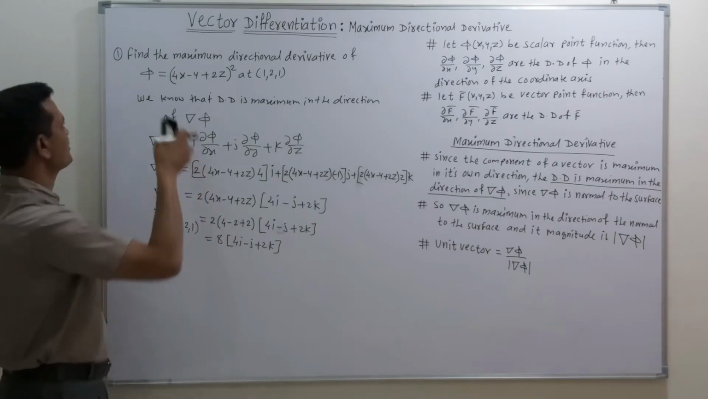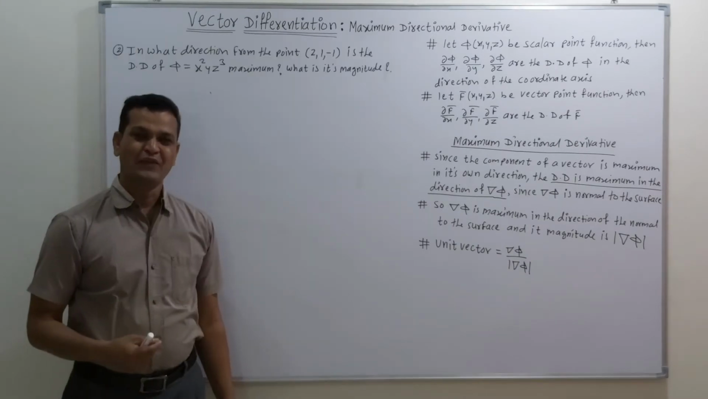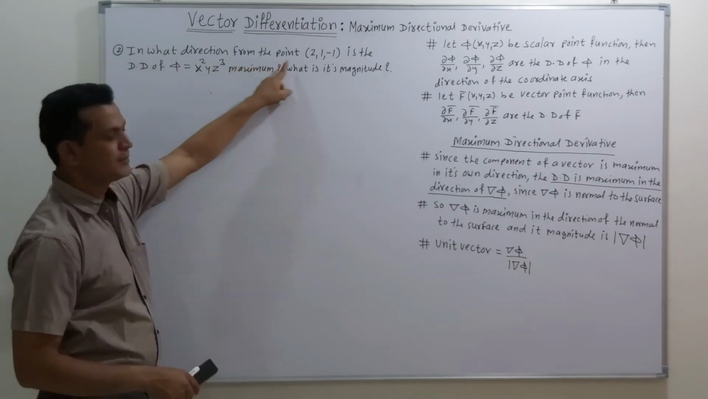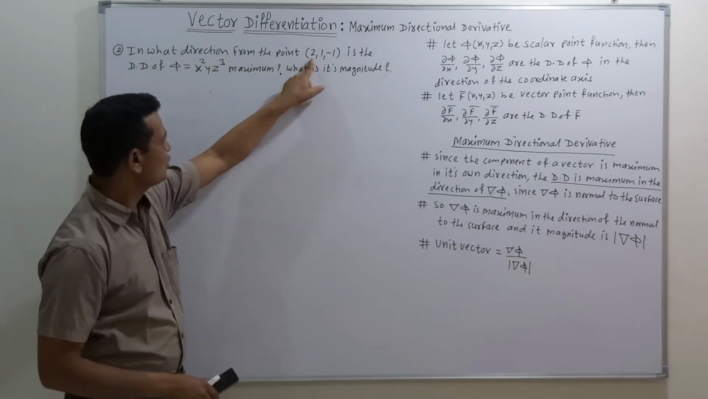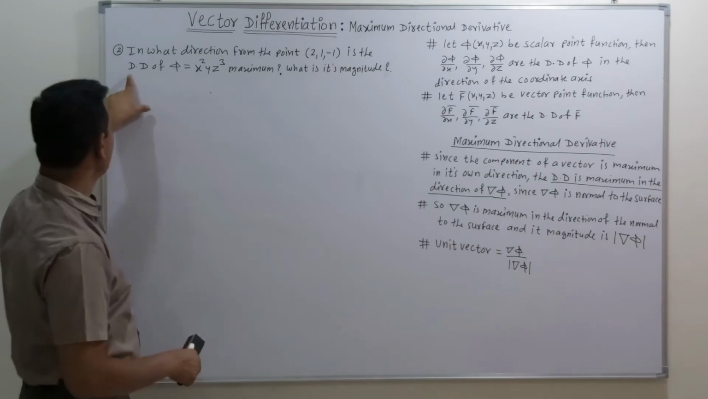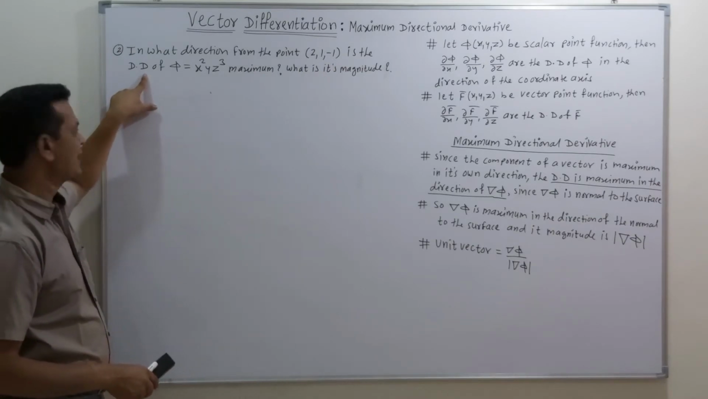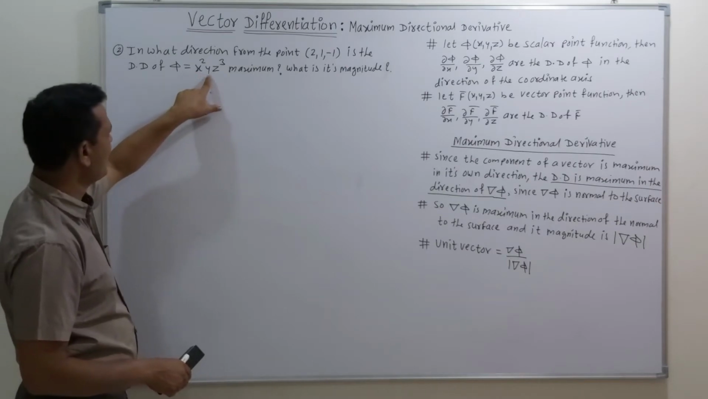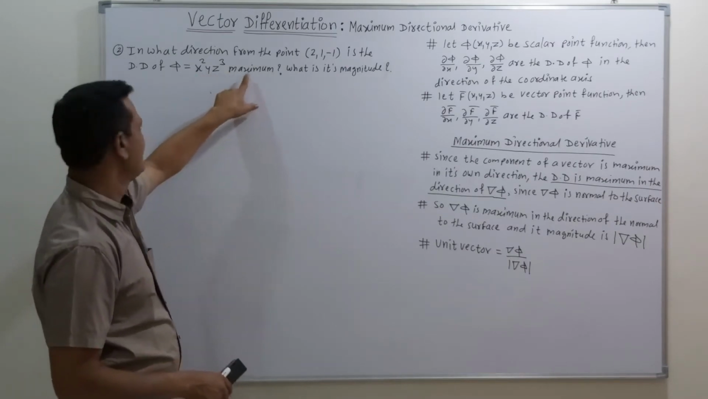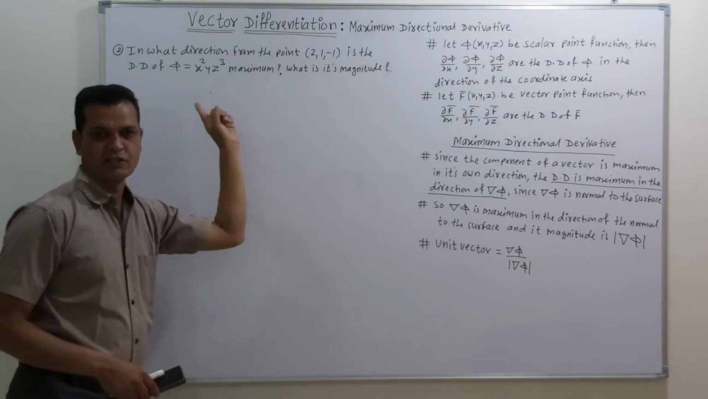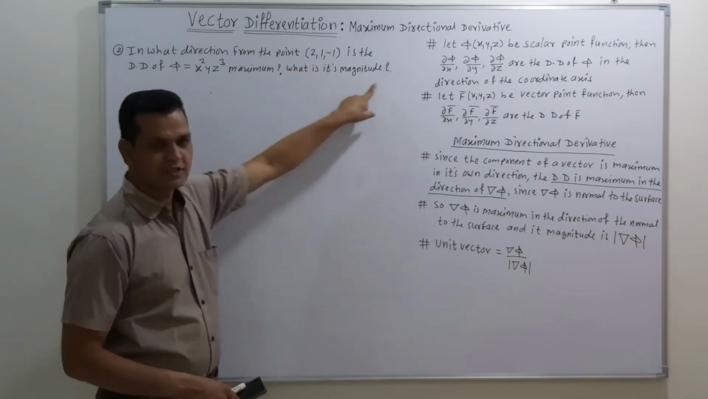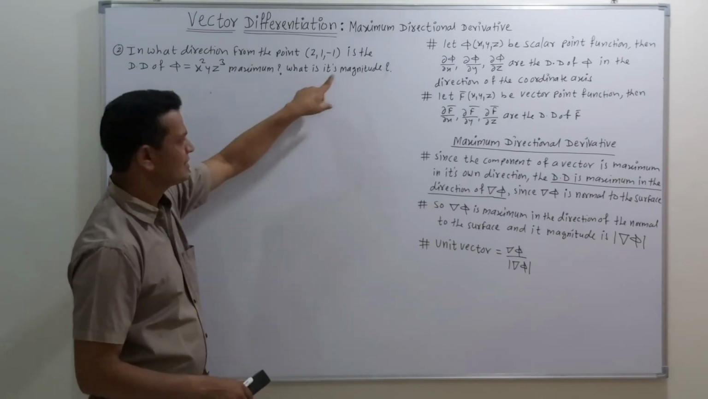Now let's take the second question. Now friends, the second example is: in what direction from the point 2, 1, minus 1 is the directional derivative of phi, which is defined as x square y z cube, maximum? That means find out the maximum directional derivative at the point 2, 1 and minus 1. Also find out its magnitude. So the next part is what is its magnitude.